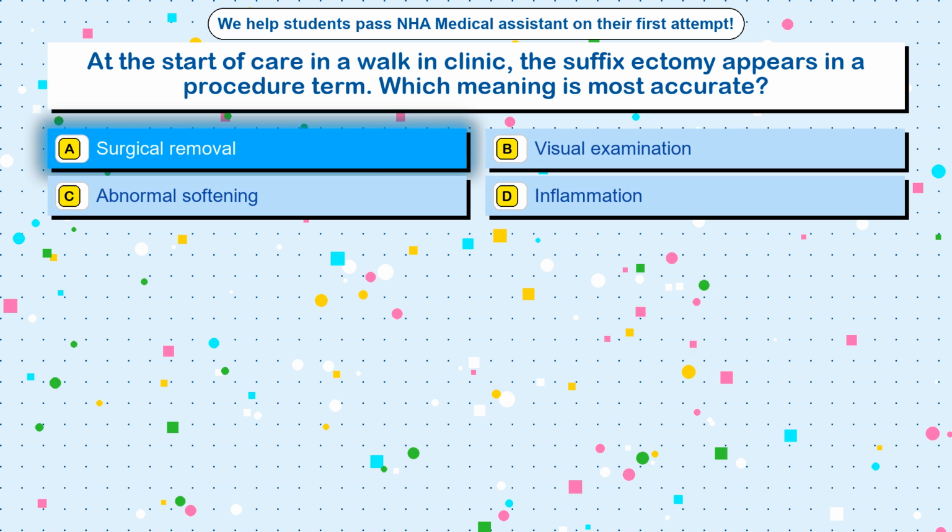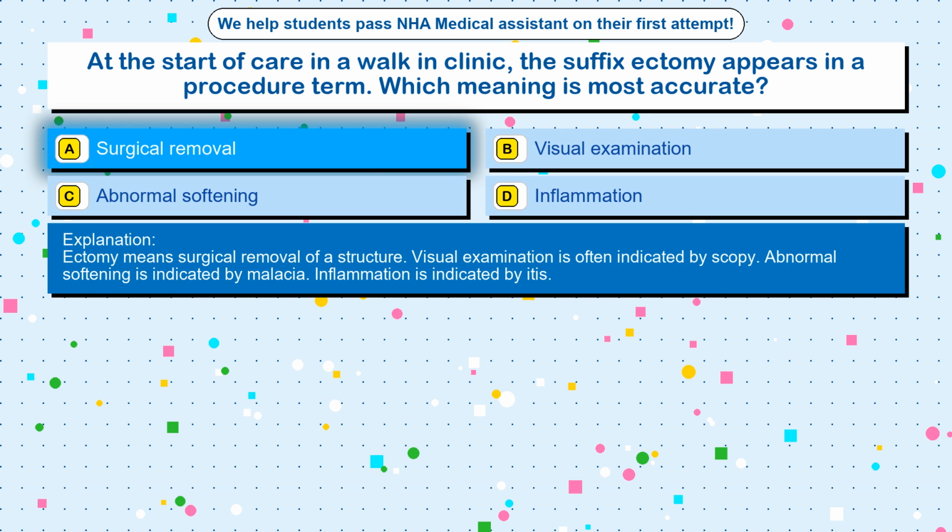Surgical removal. Ectomy means surgical removal of a structure. Visual examination is often indicated by scopy. Abnormal softening is indicated by malacia. Inflammation is indicated by itis.